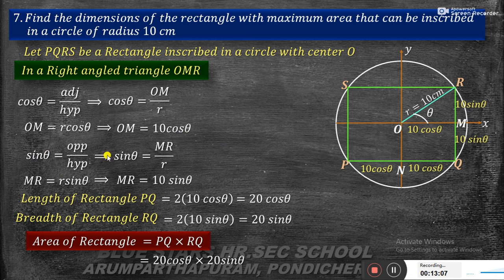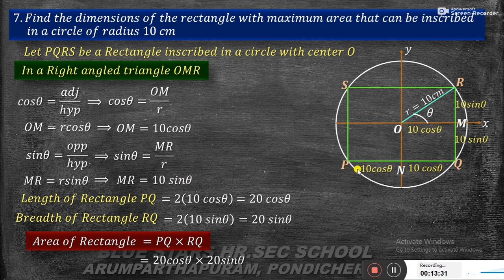Next is sin theta. Sin theta equal to opposite side by hypotenuse. The opposite side to theta is RM, so I take MR by hypotenuse. Hypotenuse is R. In the next step, MR equal to, doing the cross multiplication, R sin theta. I substitute R value 10 sin theta. Therefore MR equal to 10 sin theta.